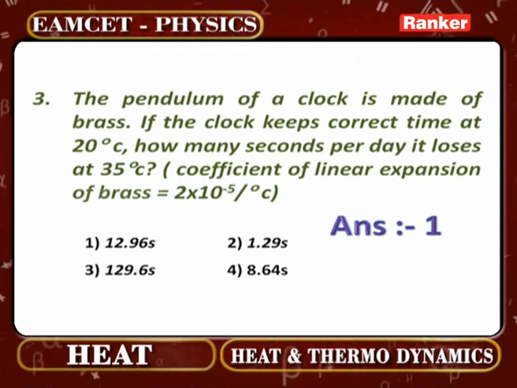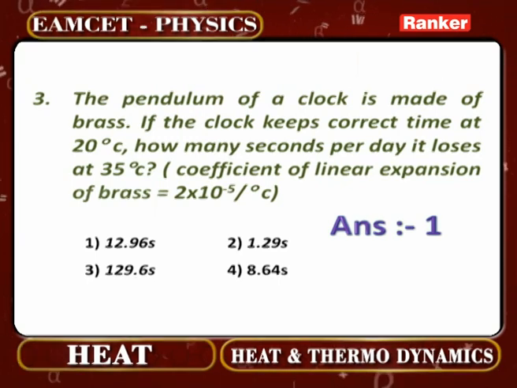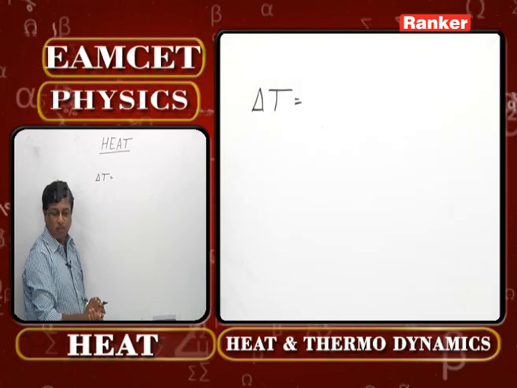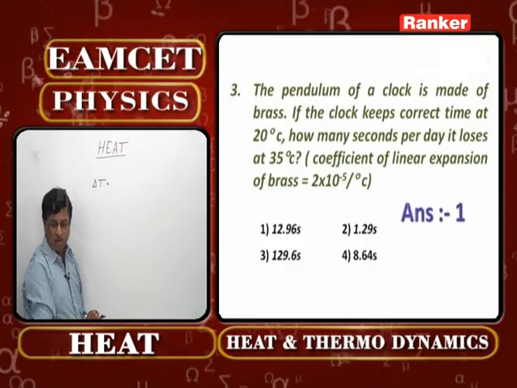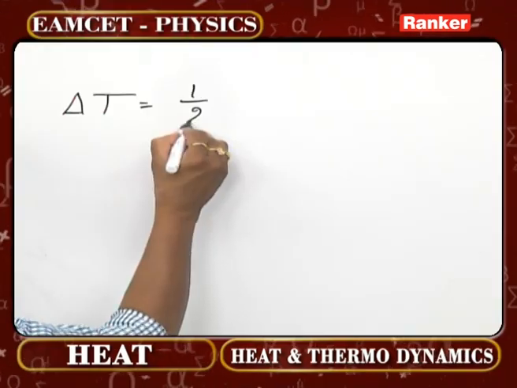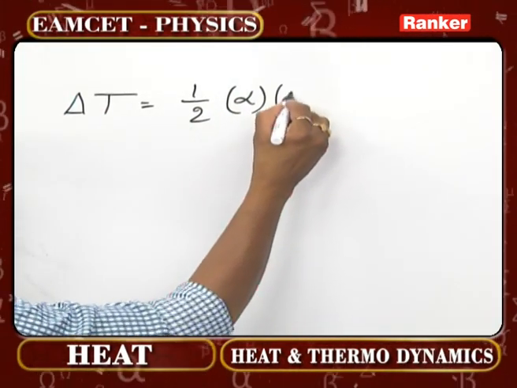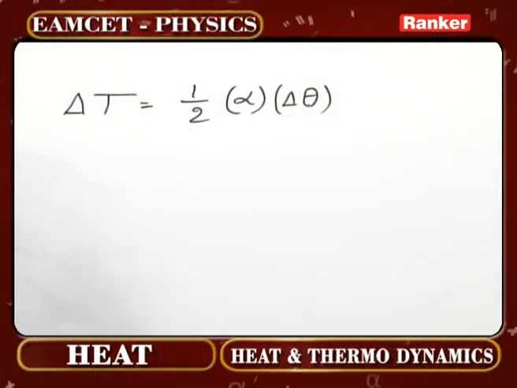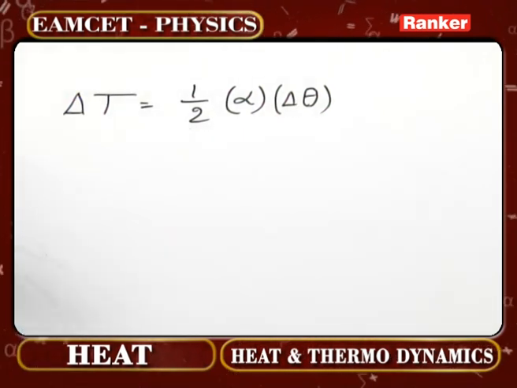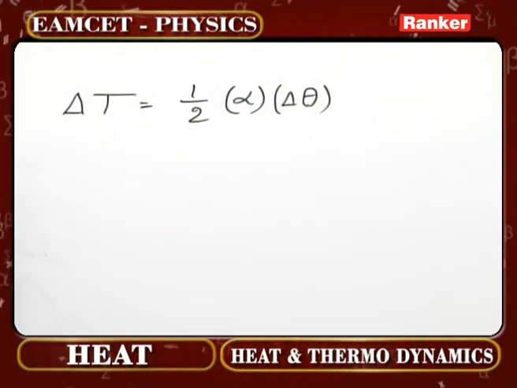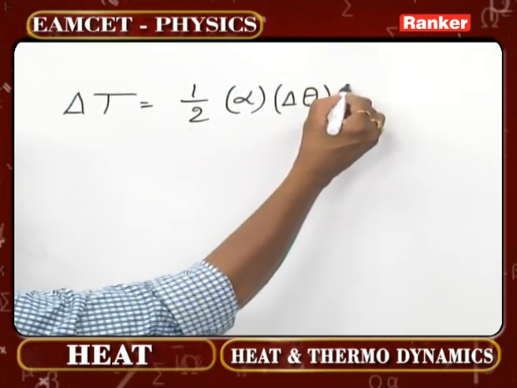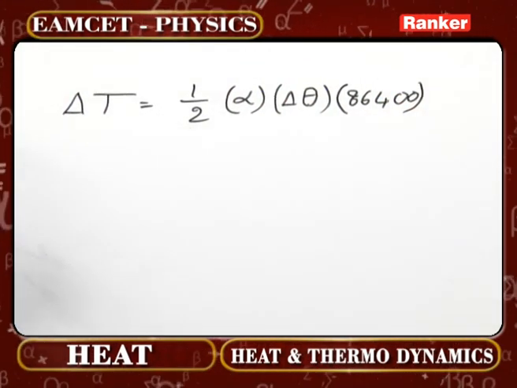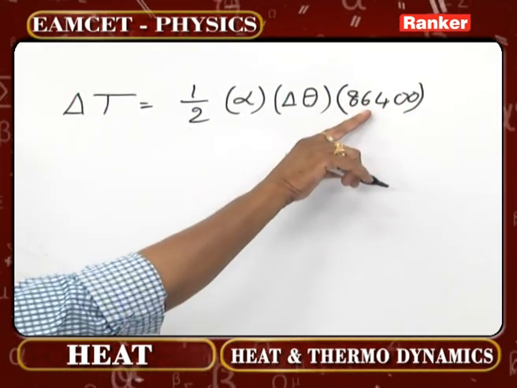Just now I have given you delta t, the variation in time shown by that pendulum clock, which of course is made up of a metal, in this example brass. It is half into alpha into delta t, or you can even represent it as delta theta. Whatever you write, delta theta or delta t, that represents the variation in temperature. Per day we want, in 1 day, 86,400 seconds we will be having in a day. So one should write that value here.